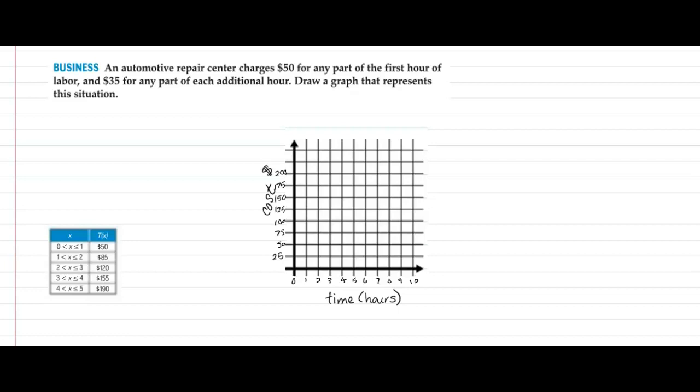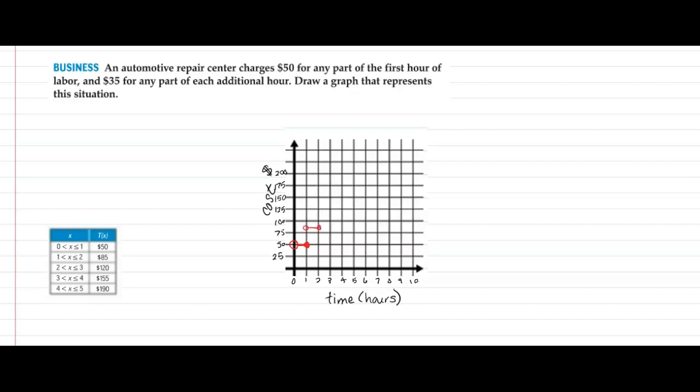All right, now that we have our graph set up, let's plot what happens in this scenario. Between 0 and 1 hours, we pay 50. And we don't include 0, because at time 0 it doesn't cost us anything until we bring the car in, up until an hour. Then it jumps up to 85.